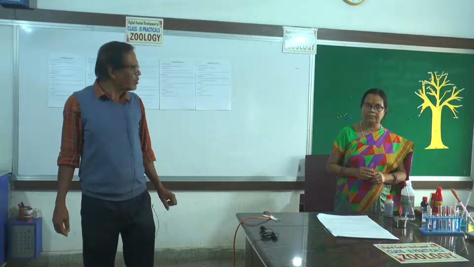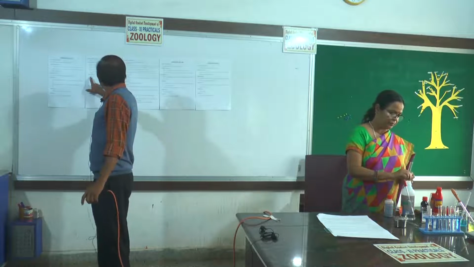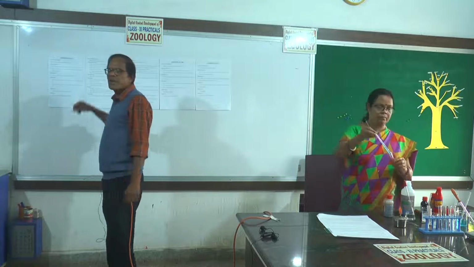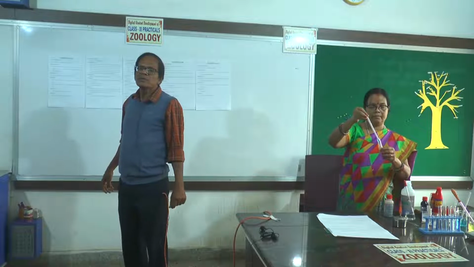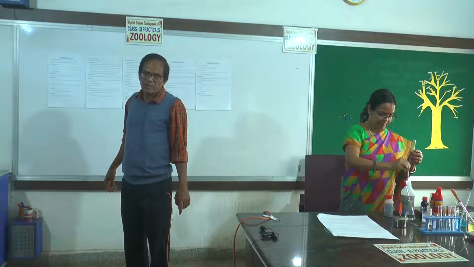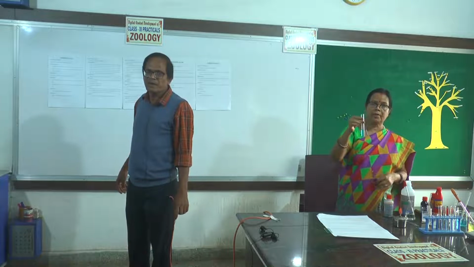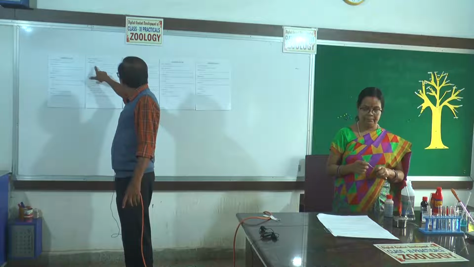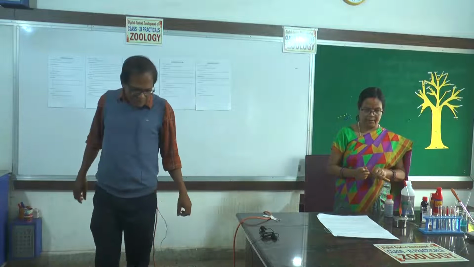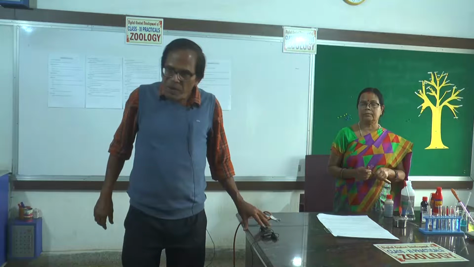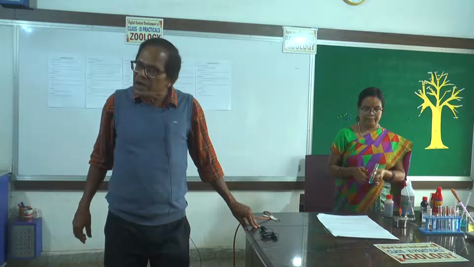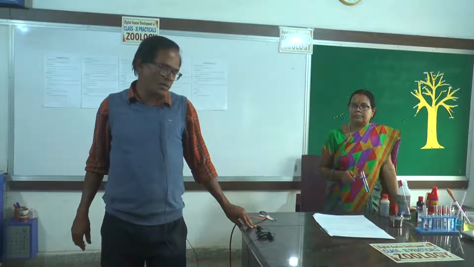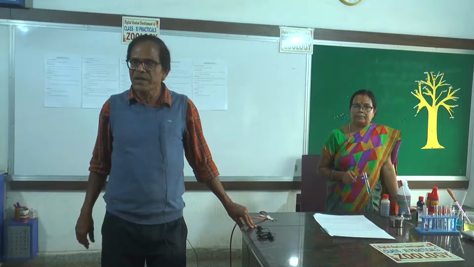For this, we use Benedict's reagent. Benedict's reagent has copper sulfate as the base chemical. So what happens in this reaction? Copper sulfate that is present in the Benedict solution is in the cupric state, 2 plus. Its valency is 2 plus.